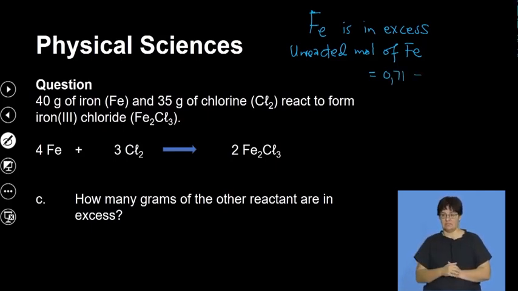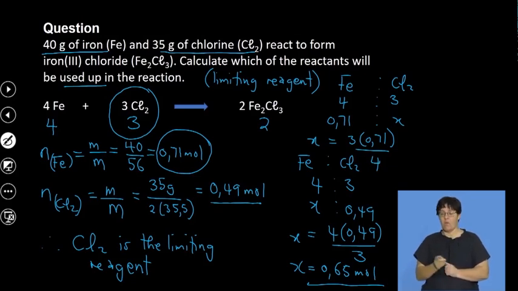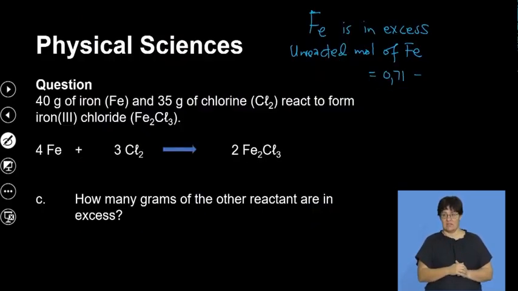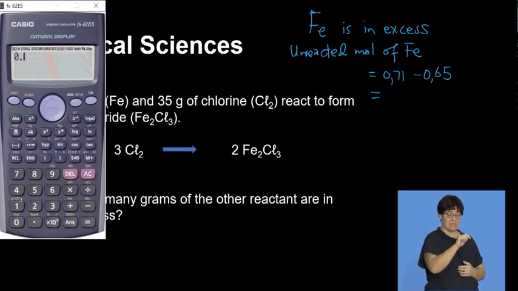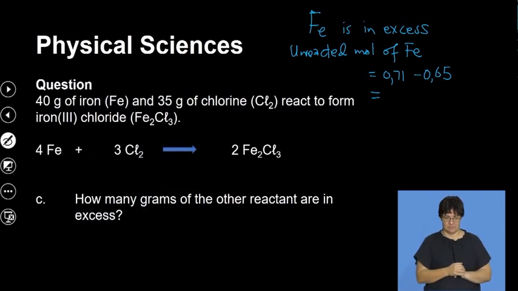If you can quickly go back and confirm, what actually reacts is 0.65 moles. We started with 0.71. Of that 0.71, only 0.65 reacted. We need to subtract that 0.65. So how much is unreacted as a decimal fraction? 0.06. So only 0.06 moles are unreacted. But the question says, how many grams?